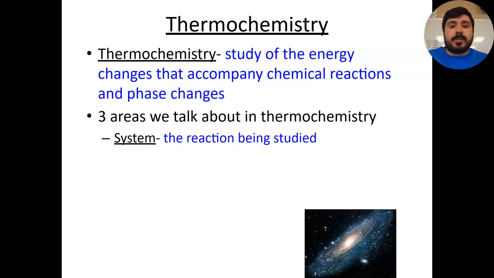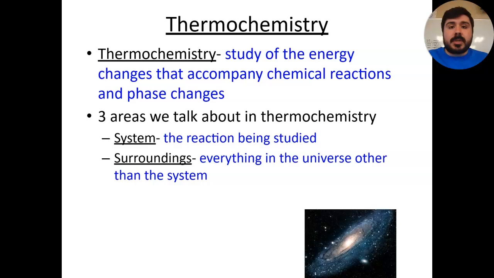So anytime you perform a chemical reaction where you are trying to measure temperature changes, starting versus ending, initial versus final, the actual reaction taking place is the system itself. Next up is surroundings, everything in the universe other than the system.